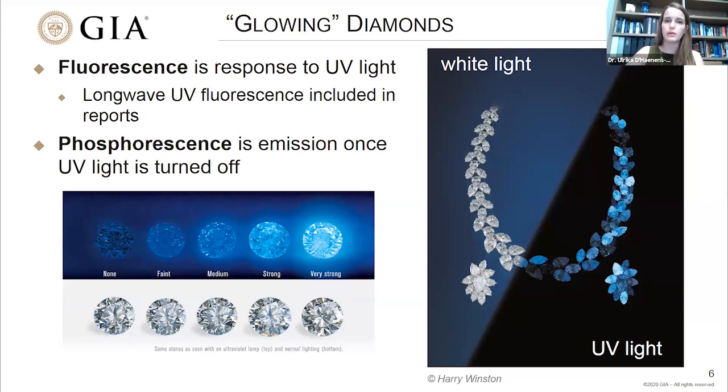Another phenomenon that we're also very interested in is phosphorescence. This is the emission of light once the stimulating light has been turned off. So in the case of UV light, you would, say, illuminate your stone with a UV source, and then once you switch it off, it continues glowing. This is the phosphorescence effect.